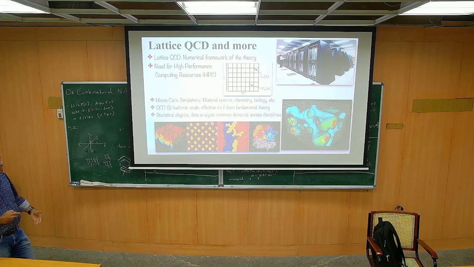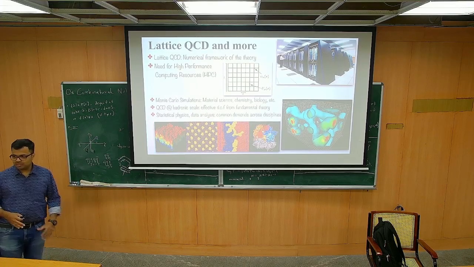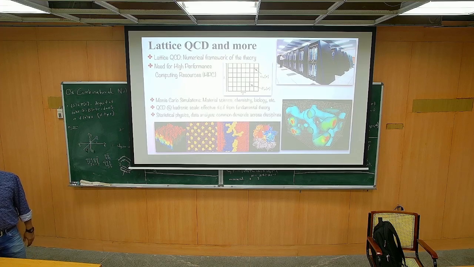Now these are basically referred to as Monte Carlo simulations, which are random number based approaches. And this is not unique to lattice QCD; this is widely used in many other fields of science, material science, chemistry, biology. I am not an expert to talk on those things. But one thing that I can definitely say is that almost all of these studies involve a lot of statistical physics and data analysis.